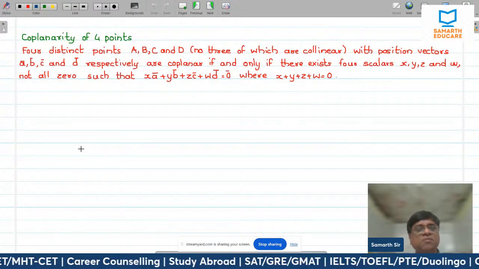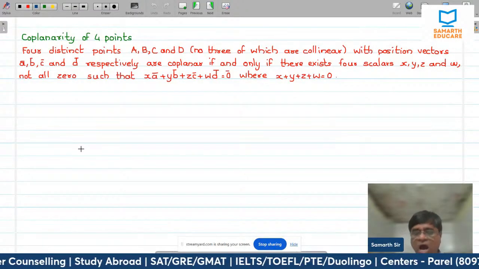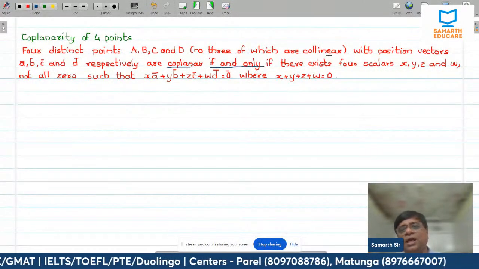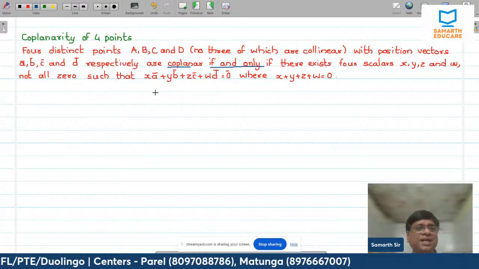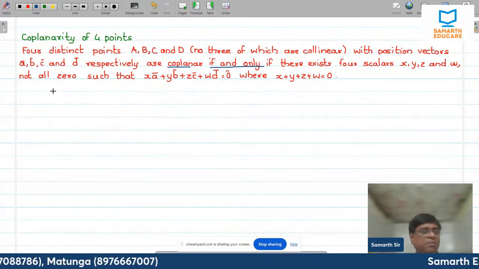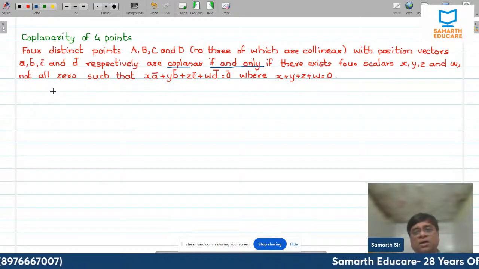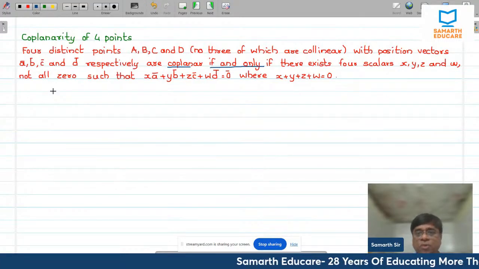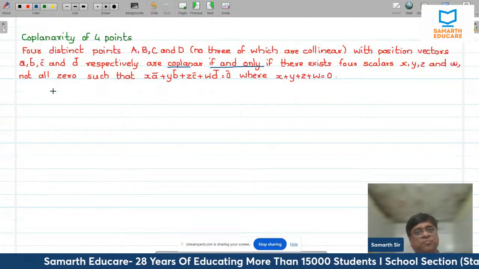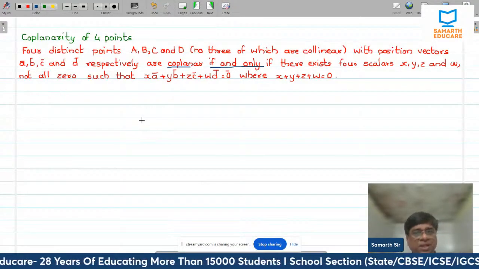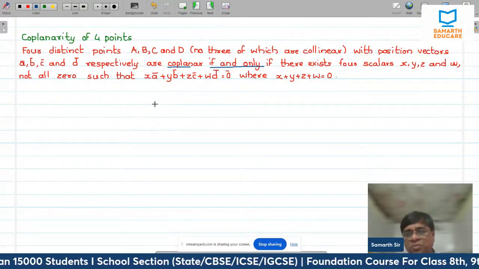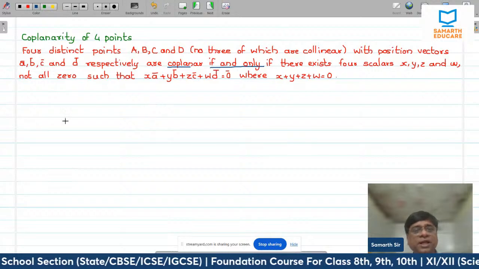With position vectors A bar, B bar, C bar, D bar respectively, they are coplanar if and only if there exist 4 scalars x, y, z and w, not all 0 again, such that x a bar plus y b bar plus z c bar plus w d bar is equal to 0 bar, where x plus y plus z plus w is equal to 0. Right, it is similar to what we did earlier, right? So if coplanar, you remember, there should be a linear combination. So let me write in this way.